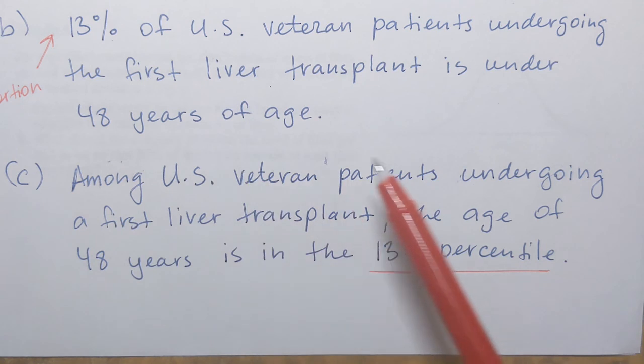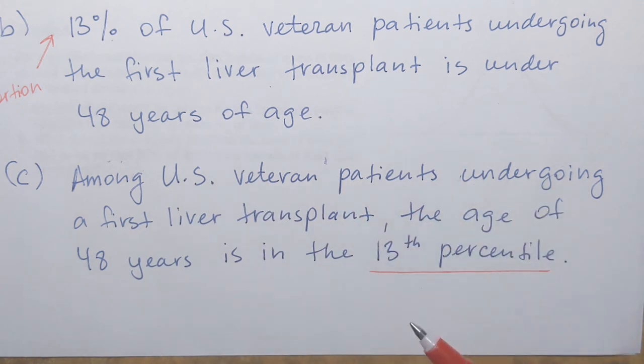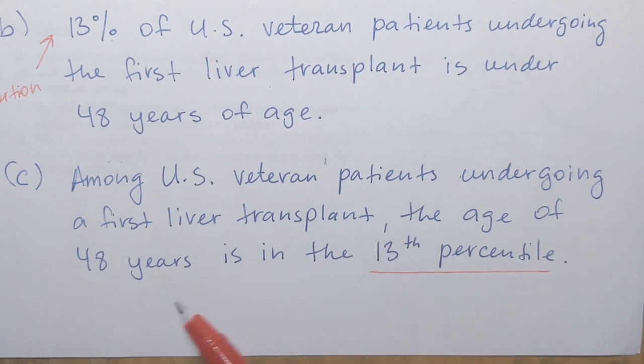So when you read this kind of sentence somewhere, then you would know that the meaning of that is that 13% of US veteran patients undergoing their first liver transplant are 48 years of age or younger. So that's the idea of the percentile.